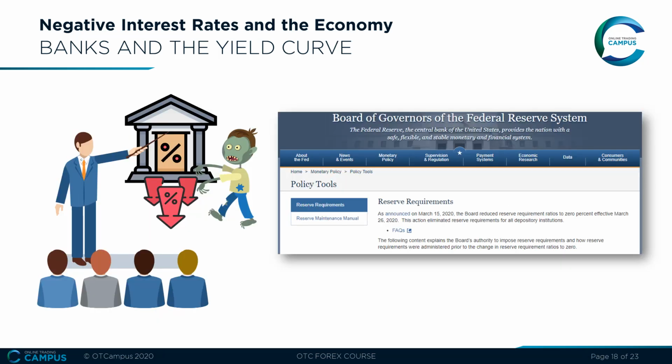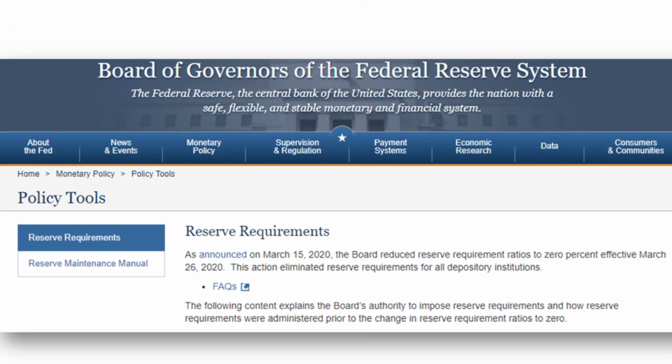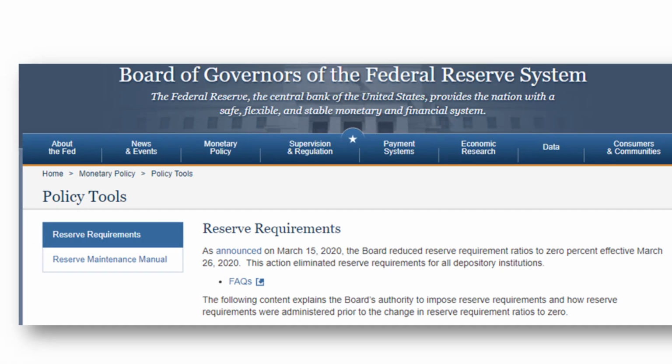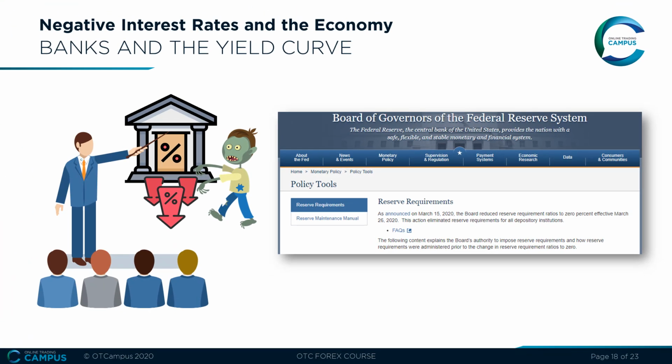Now again, very interesting, look at what the Fed did this year. The interesting mechanism is that the Fed in the US has announced on March 15th, 2020 that reserve requirement ratios are now at 0%, effective March 26, 2020. This action eliminated reserve requirements for all depository institutions. Well, also this now makes a lot of sense, right? To further kick the can down the road. But does all of this evaporate the problem, or does it exacerbate it? Well, maybe we will find out at some point in the future.